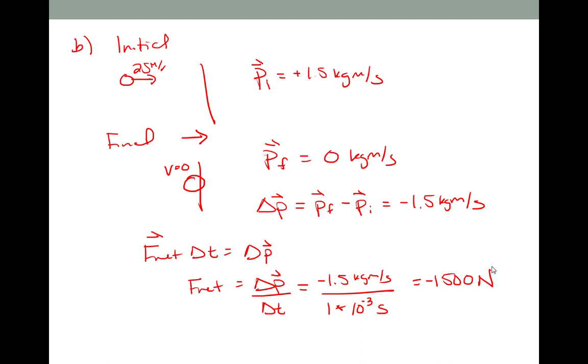This concludes the 2 examples for this part. In our next unit, we are going to be looking at the concept of conservation of momentum.